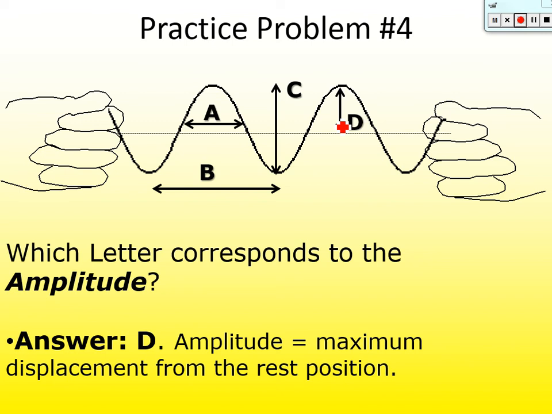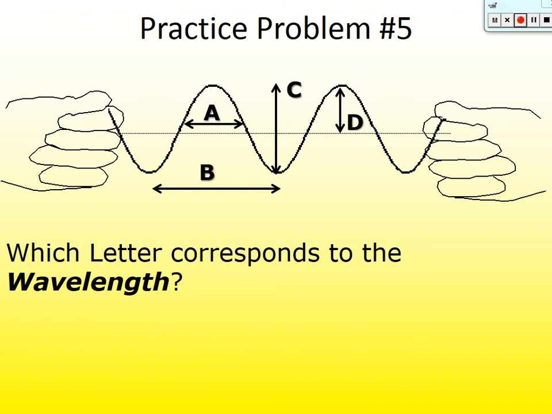Okay. Practice problem number 5. Which letter corresponds to the wavelength of this wave? Yeah. This one's measuring from trough to trough. Is that okay? Yeah. So B is the wavelength.